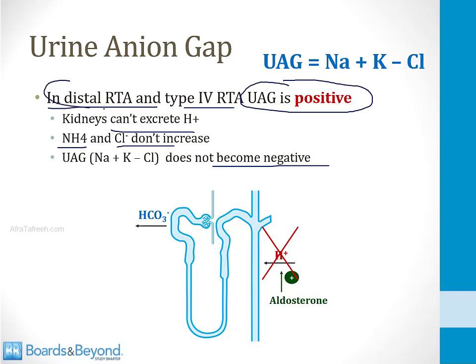So in a type 1 or distal RTA or in a type 4, those are the two renal tubular acidoses where the urine anion gap becomes positive. Remember, a positive urine anion gap in the setting of an acidosis is abnormal. That's not the way the kidneys work.